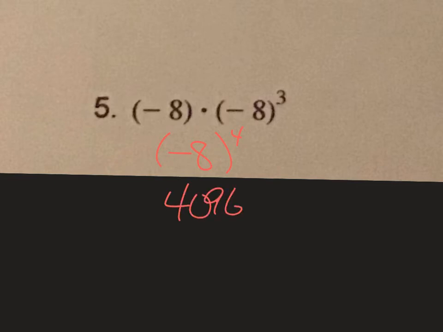Number 5, when you multiply, you add exponents. So if I multiply these two, I'm going to get -8 to the 4th power. And I believe that's, gosh, I don't remember. I think it's positive. I know it's positive because a negative raised to an even power is positive.